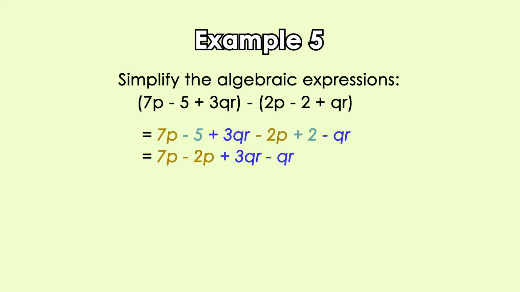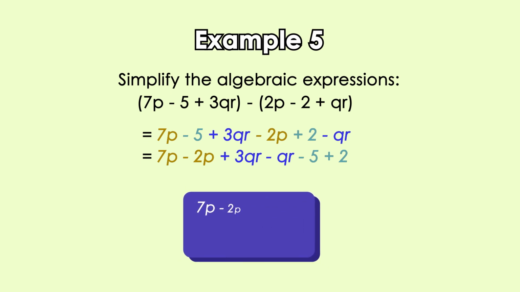-5 plus 2. We write the p term first, followed by the qr term, and lastly the constant. 7p minus 2p plus 3qr minus qr minus 5 plus 2. What should we do next? Yes, now we are going to solve the operations of the like terms.